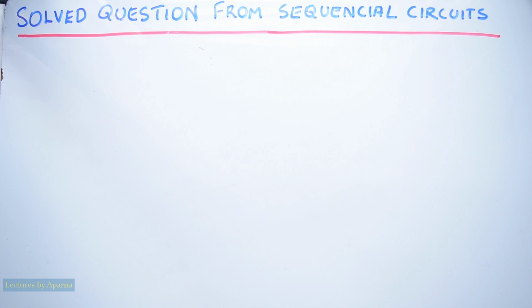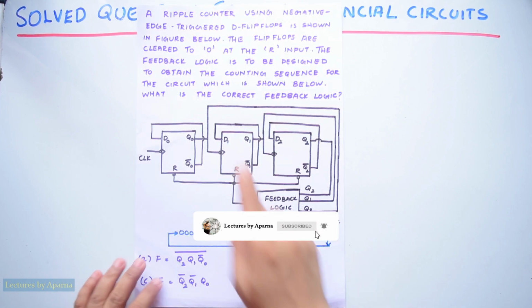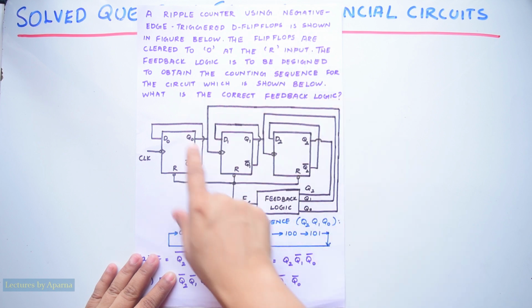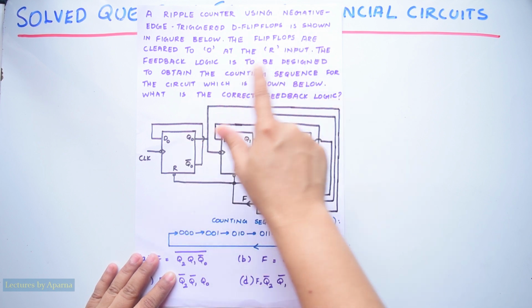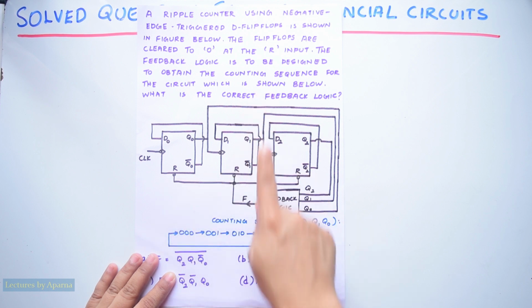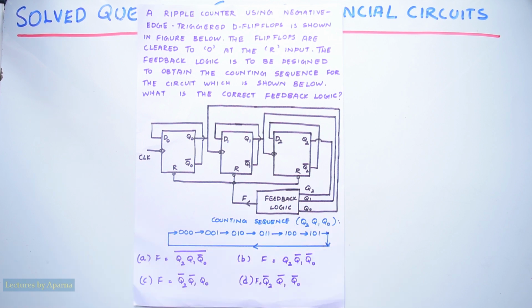In this video, we will discuss a question from the topic Sequential Circuits. I will read the question. A ripple counter using negative edge triggered D flip-flops is shown in figure below. The flip-flops are cleared to 0 at the R input. The feedback logic is to be designed to obtain the counting sequence for the circuit which is shown below. What is the correct feedback logic?